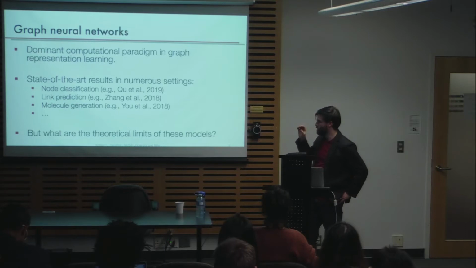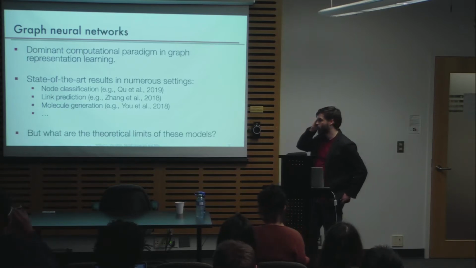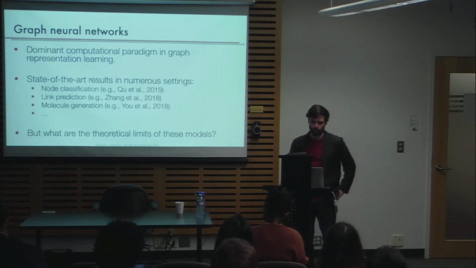And so the theme for this talk is taking it for granted that these approaches are empirically working well and they've had a large impact in recent years. We want to ask the question of what are the theoretical limits of these models, and in some sense, can we get an understanding of what graph neural nets can and cannot do from a theoretical perspective.